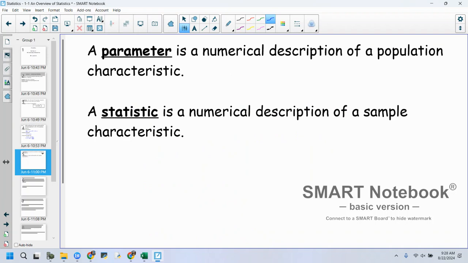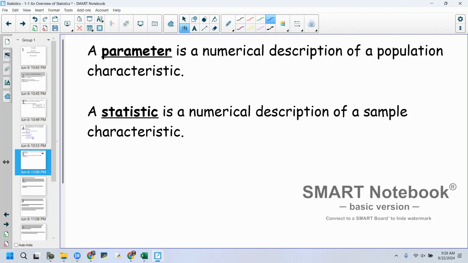Okay, so now we have to talk about what is a parameter and what is a statistic. A parameter is something that describes the population. A statistic is something that describes the sample. Okay, a parameter is a numerical description of a population characteristic. A statistic is a numerical description of a sample characteristic.